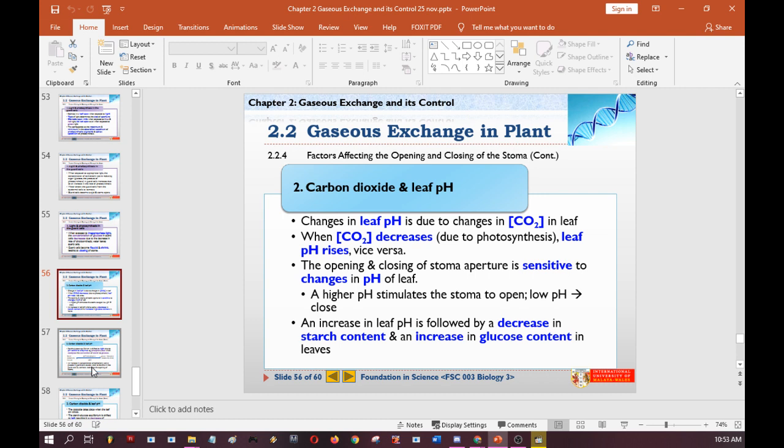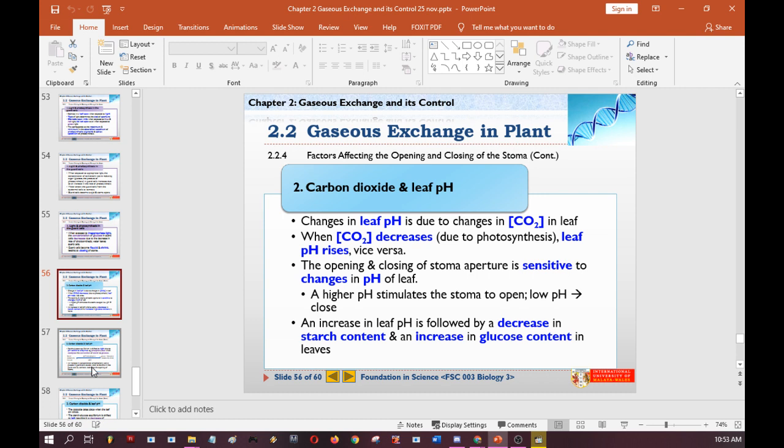The opening and closing of stomata is sensitive to changes in the pH of the leaf. High pH should stimulate stomata to open, and low pH will cause it to close. So you can see the similarities here. Alkaline, open. Acid, close. Increase in leaf pH is followed by decrease in starch content and increase in glucose content in leaves.